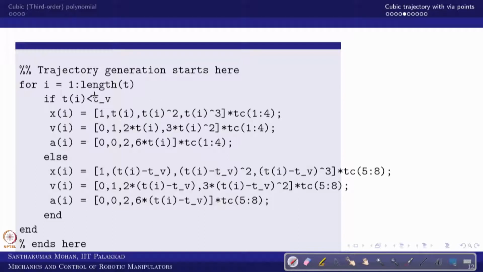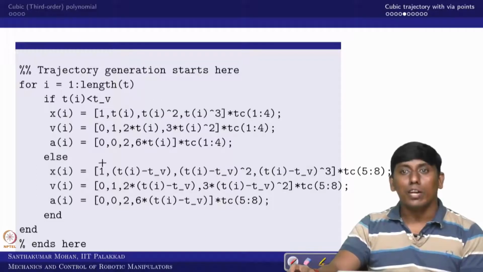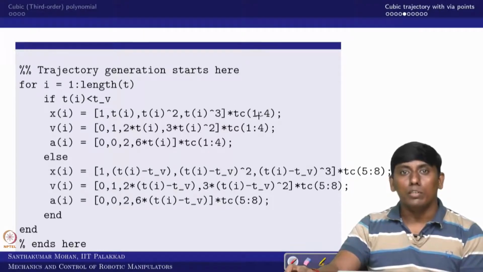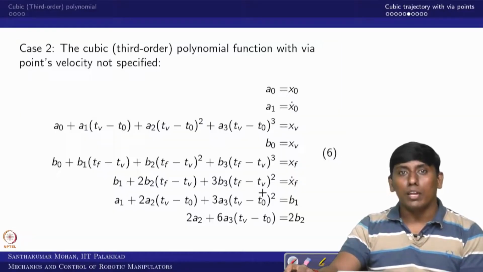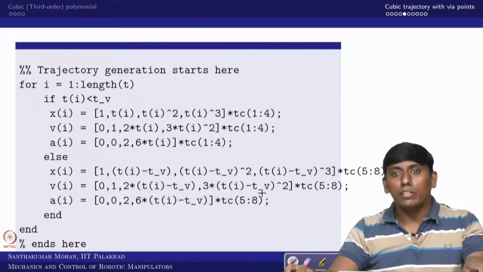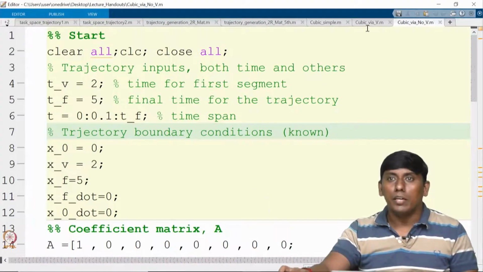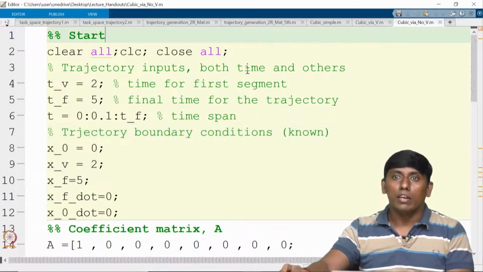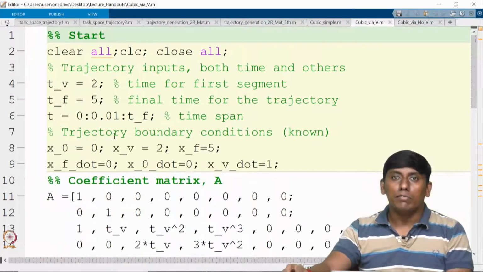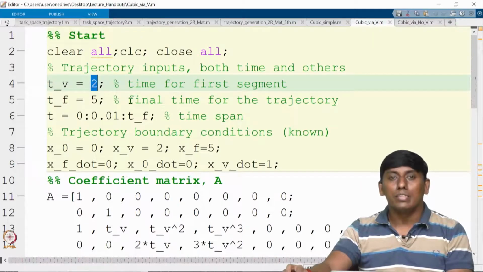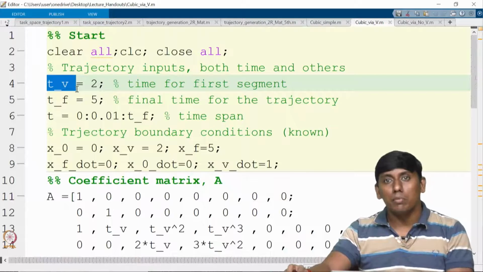The first segment is up to TV. The second segment is after TV till TF. So the coefficients are 1 to 4 for the first one and 5 to 8 for the second one. The remaining are all the same. The plotting functions and all are the same. So now in that case, we will take the velocity specified. You can see this is the function which we have written in the earlier slide. So you can see now the via point is given. In that sense, the via point time, or you can say when the first segment is supposed to end.